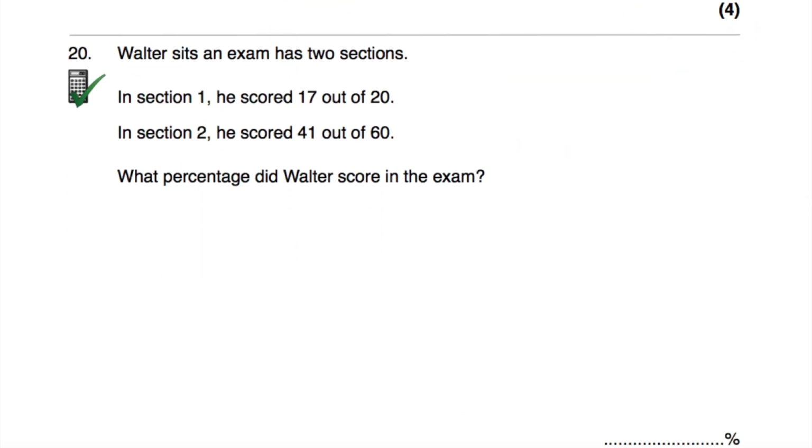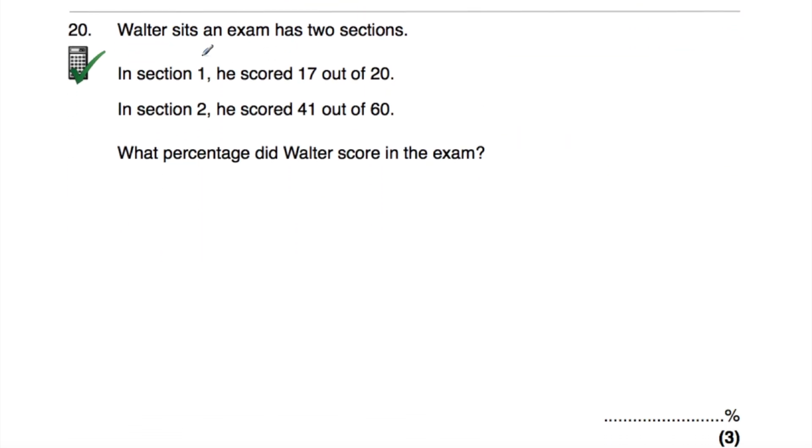Okay, let's look at our next question, question number 20. Question number 20 says, Walter sits an exam that has 2 sections. In section 1, he scored 17 out of 20, and in section 2, he scored 41 out of 60. And we're asked, what percentage did Walter score in the exam? So there's 2 sections, and let's work out the grand total number of marks available. 20 plus 60 is equal to 80. There's 80 available marks.